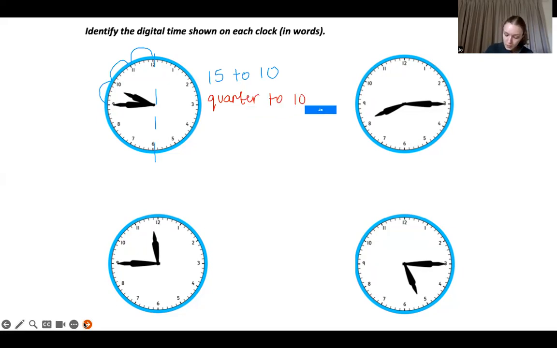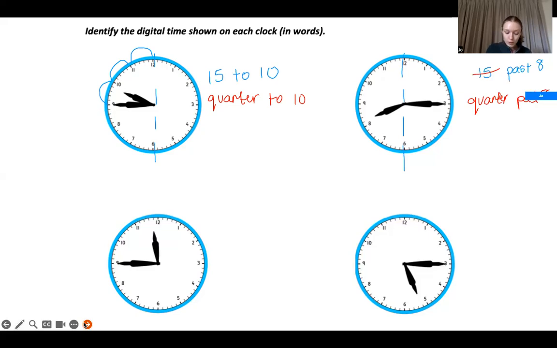Let's have a look at the next one. I'm going to start by putting my line down the middle. And I can see that my minute hand is on the past side. So I'm going to write past first and the current hour, which is 8. Then I need to think how many minutes past? It's 15. But I know instead of saying 15 past, I can just replace the 15 with quarter past.